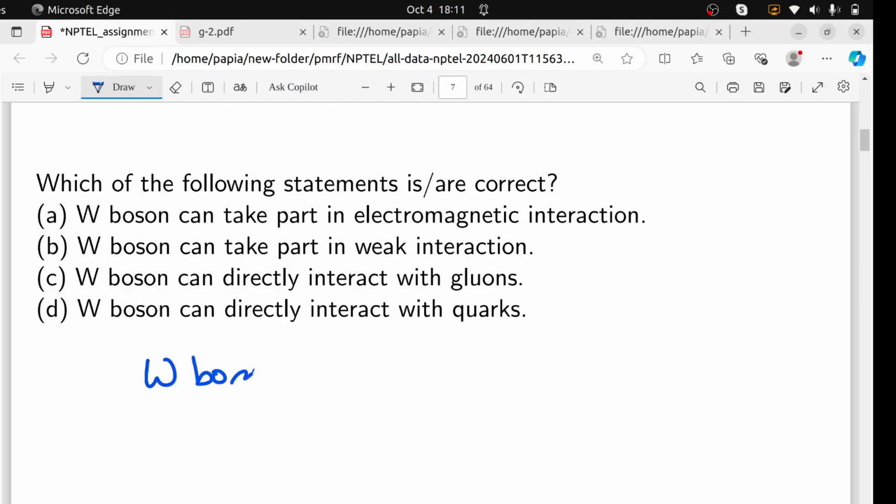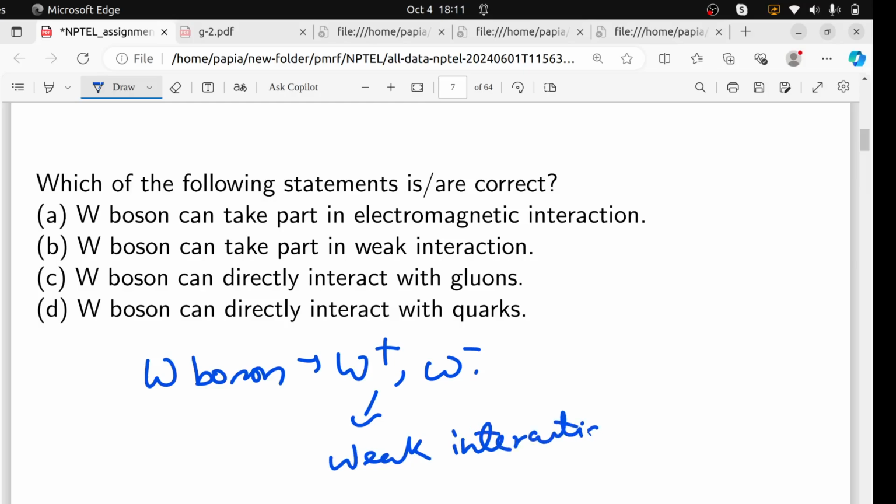So W boson. W boson means W plus, W minus. So these two are the mediators for weak interaction, right? So obviously the second answer is the correct one. W boson can take part in weak interaction. There is no doubt about that. But coming to the first option, W boson can take part in electromagnetic interaction. As I told, if anyone other than gamma wants to take part in electromagnetic interaction, they should have a non-zero electric charge, so that it can take part in electromagnetic interaction.